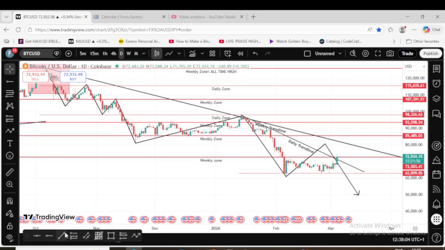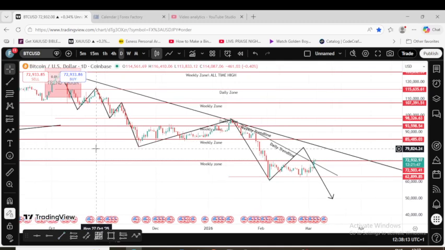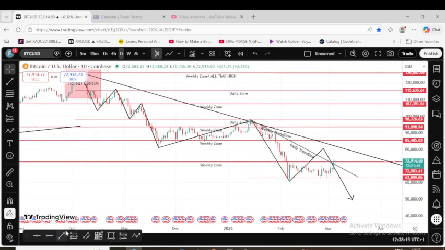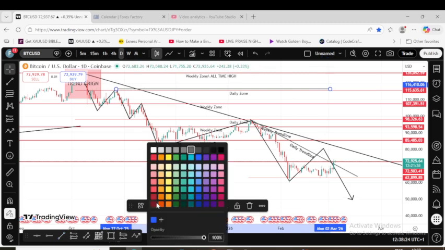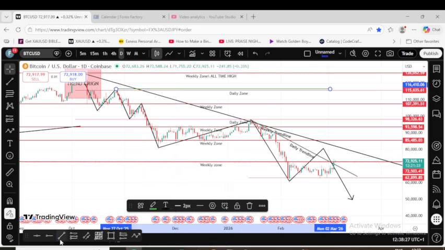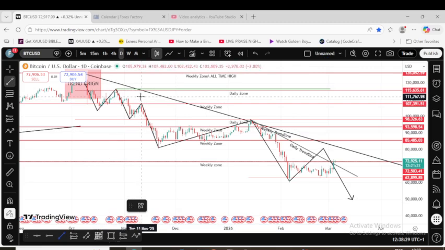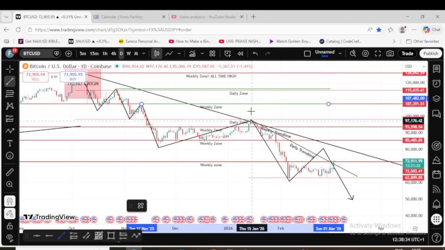Okay, so let's mark out our structure. So these are our swing highs or lower highs. So this is not our swing high or lower high. We'll make our swing highs green for the sake of distinguishing between all of the red lines that we've drawn. So this is a lower high. Here we have another lower high. Here we have another lower high.